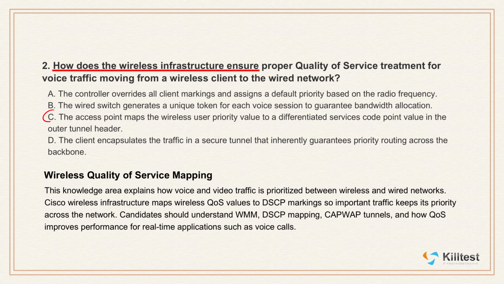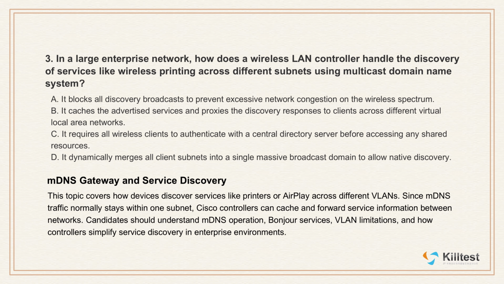Right, okay. Prioritizing voice calls is crucial. But what about other network services? How does a user find, say, a printer across a massive segmented corporate network? Multicast DNS. This is always a fun one. Yeah, let's look at question 3. How does a wireless LAN controller handle the discovery of services across different subnets using multicast DNS?